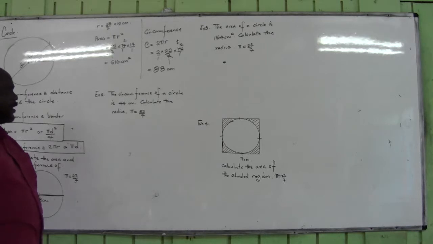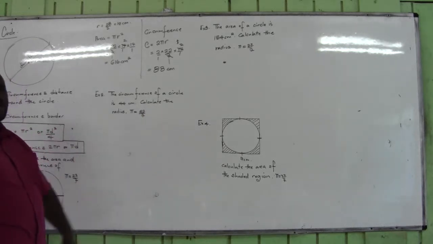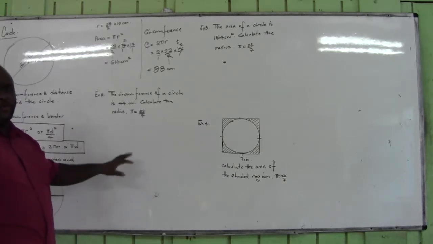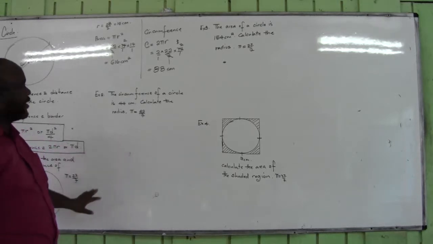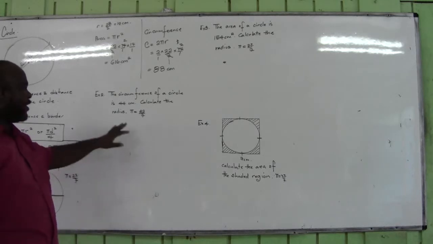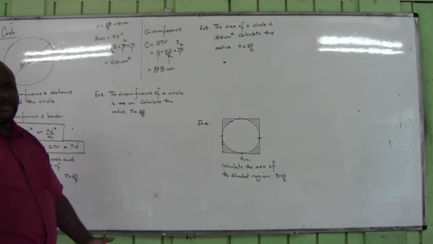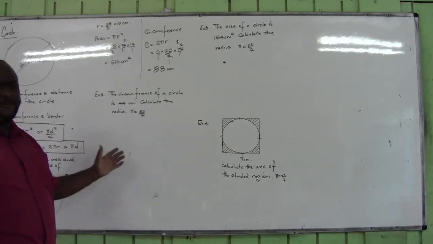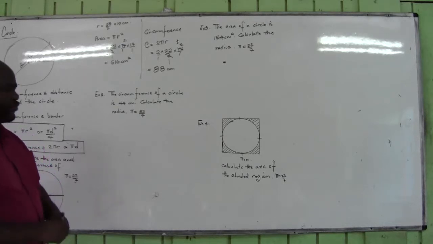Example 2. In example 2, we're told that the circumference of a circle is 44 centimeters, and we're asked to calculate the radius. Pi, we're told, is 22 over 7. So traditionally, we will be given the radius and asked to calculate the circumference, as in the previous example. But here, we're given the circumference and asked to calculate the radius. Usually I say, write the formula, put in what you know, and work to find what you don't know.